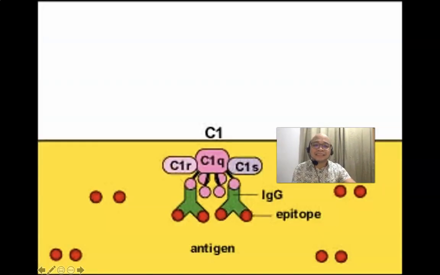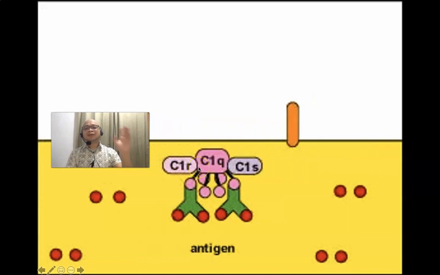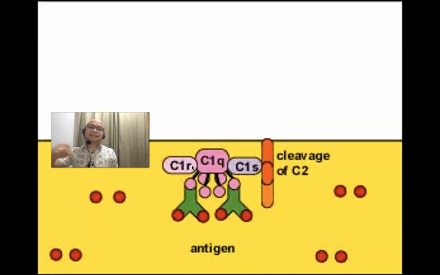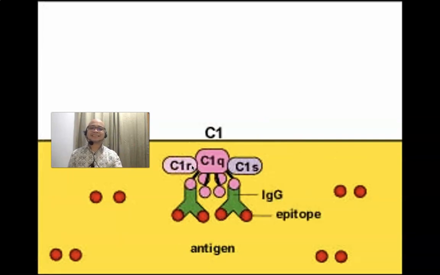Okay, so let's watch first the animation. So as you can see, once C1S is activated, it cleaves C4. C4A does not participate anymore, leaving C4B behind. And then it will also activate C2. C2B will no longer participate, leaving C2A behind. So C4B2A is also known as the C3 convertase.